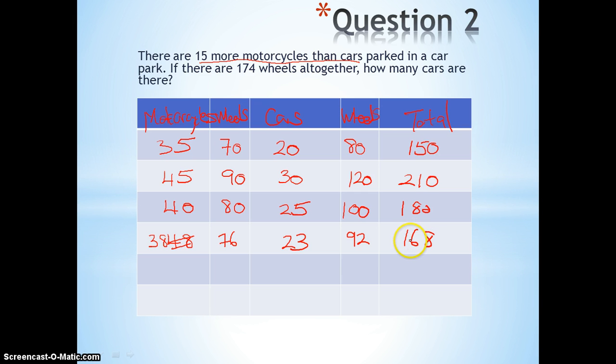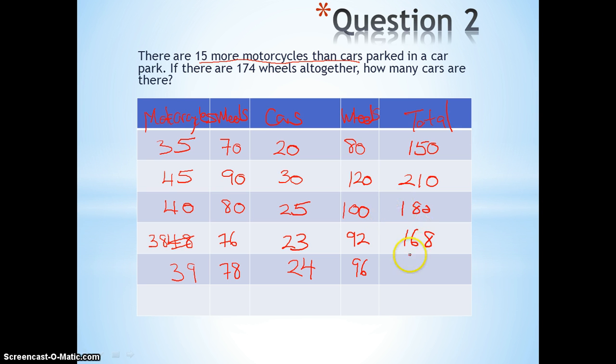Mr. Phua, then what should I do now? I'm in between here. And what is the number that is in between 23 and 25, children? Yes. Let's try 24. Then if I have 24 cars, I will have 39 motorcycles. With 39, I have 78 wheels. And with 24, I have 96.